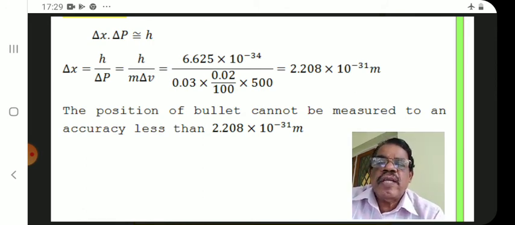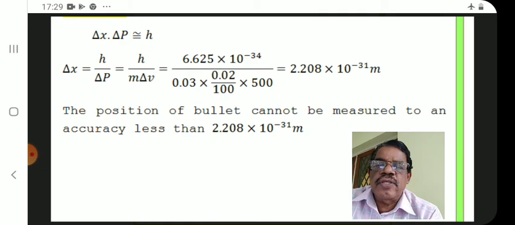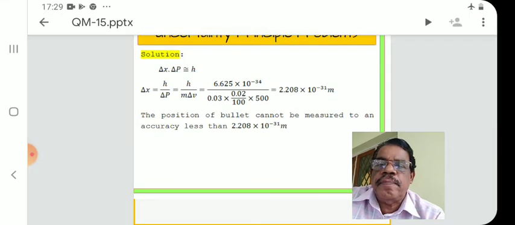The position of the bullet cannot be measured to an accuracy less than 2.208 into 10 raised to minus 31 meter.